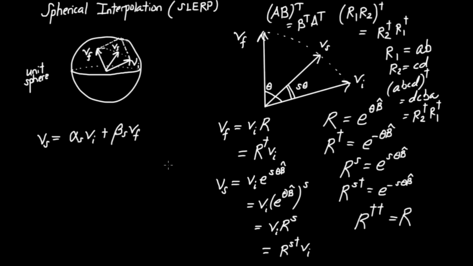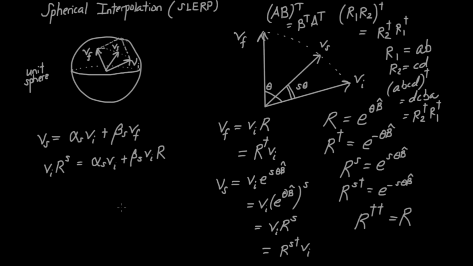So with some of this stuff in mind, let me go back to this linear combination of VI and VF here, with the two coefficients being alpha sub s and beta sub s. I was saying that V sub s is equal to VI times R raised to the s power. That's equal to alpha sub s times VI plus beta sub s VF, remember that's VI times R. So this is the equation I'd like to work a bit with. Remember, what we're trying to do is find the right coefficients, the alpha sub s and beta sub s.